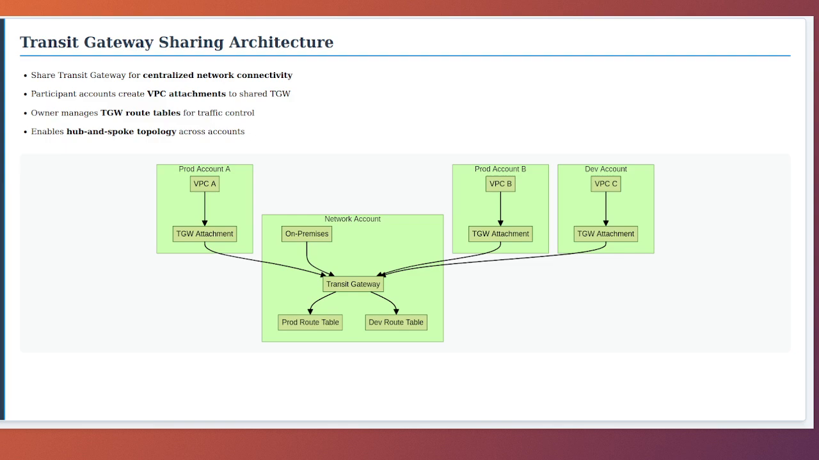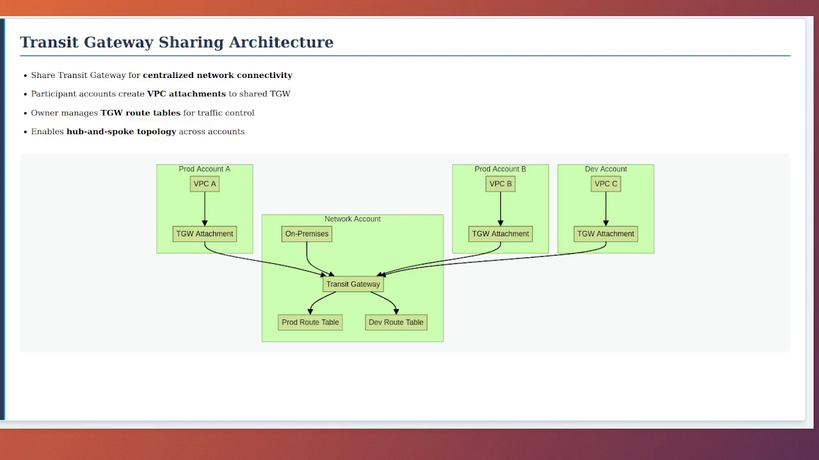Participant accounts manage their own VPC route tables. They need to add routes in their VPC route tables pointing to the transit gateway attachment for traffic destined to other VPCs or on-premises networks. This allows each account to control which traffic from their VPC is sent to the transit gateway.